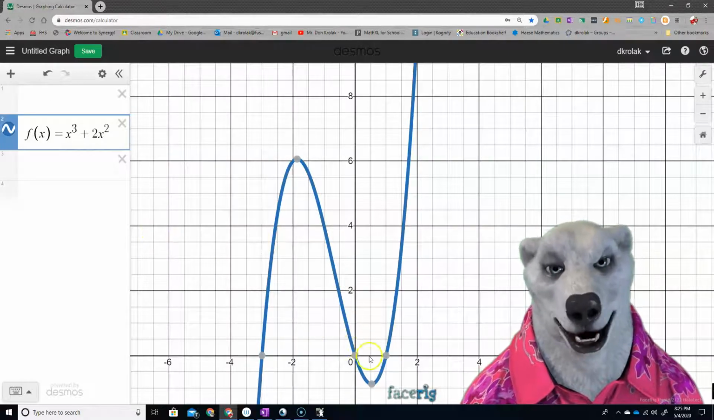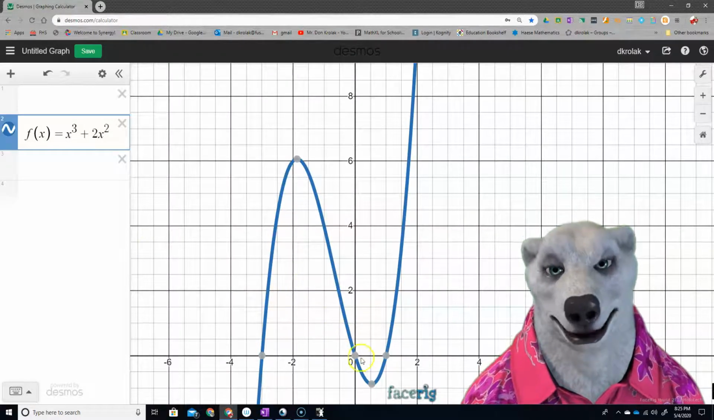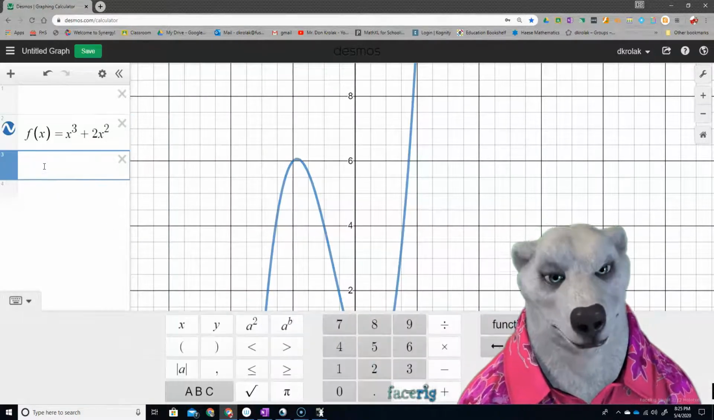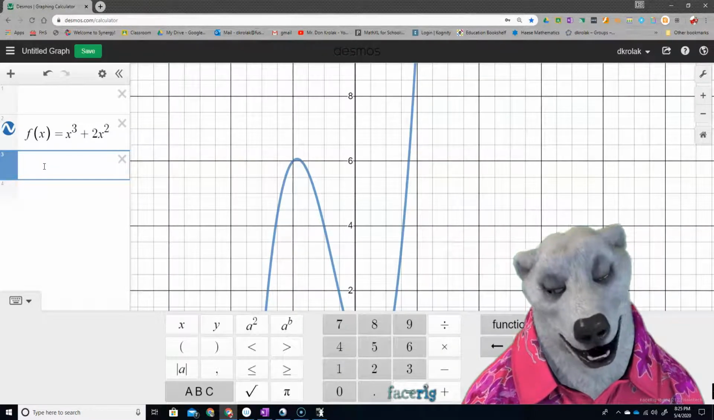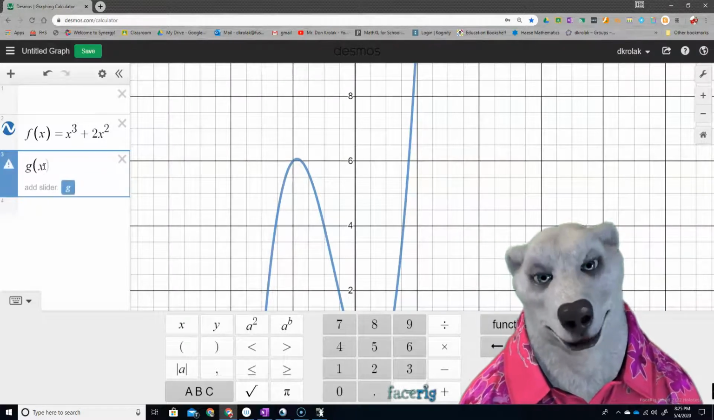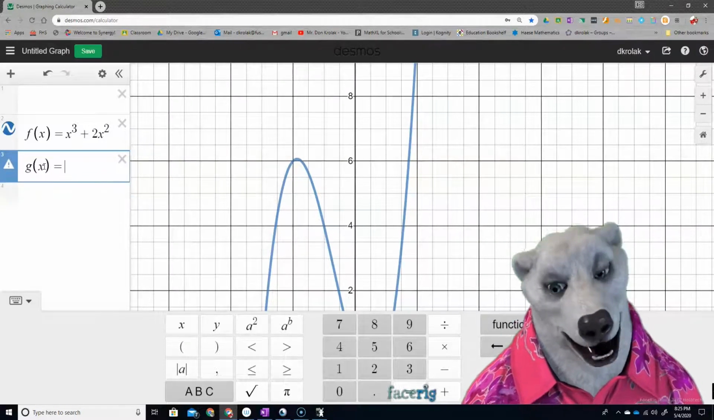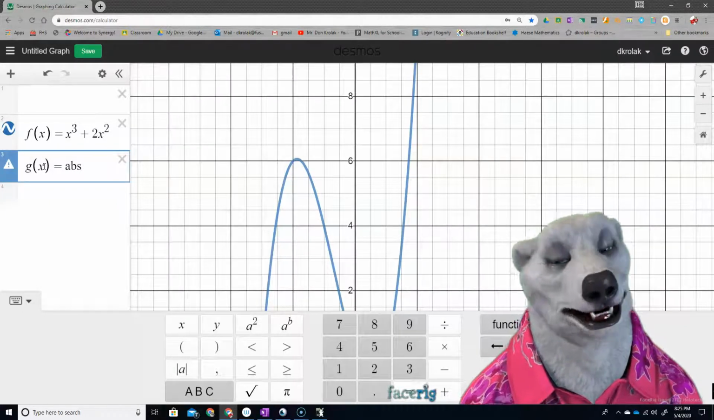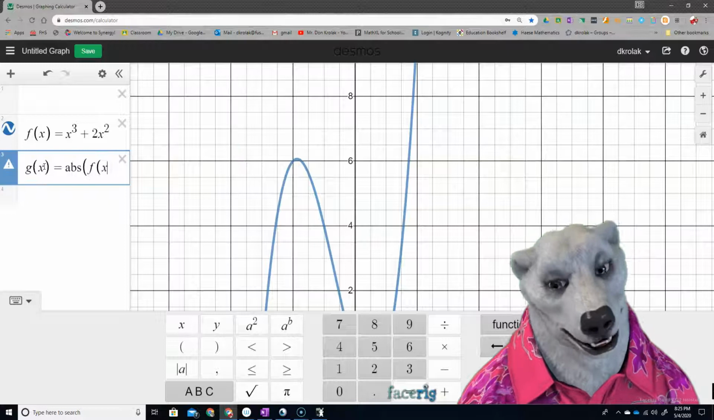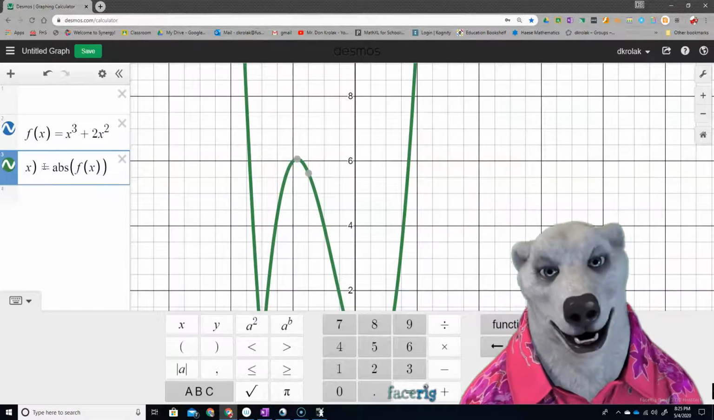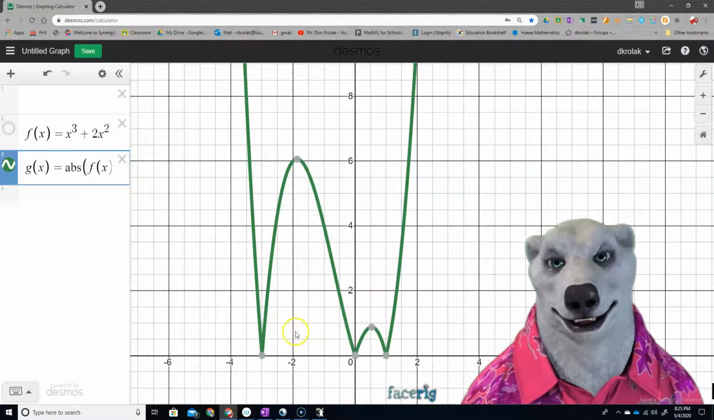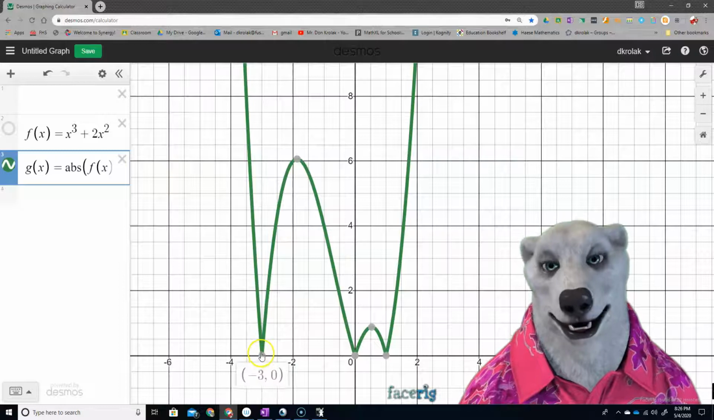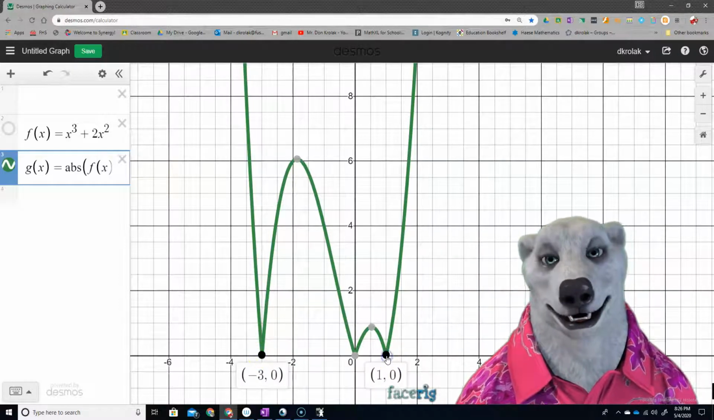So to get the integral of the total area, we want this part to be above the x-axis. That's real simple to do. You just absolute value it. So you can set up a new equation that absolute values it. I can just call it g of x, and I just go ABS f of x. And that's the absolute value of that function, and we want to do it from -3 to 1.